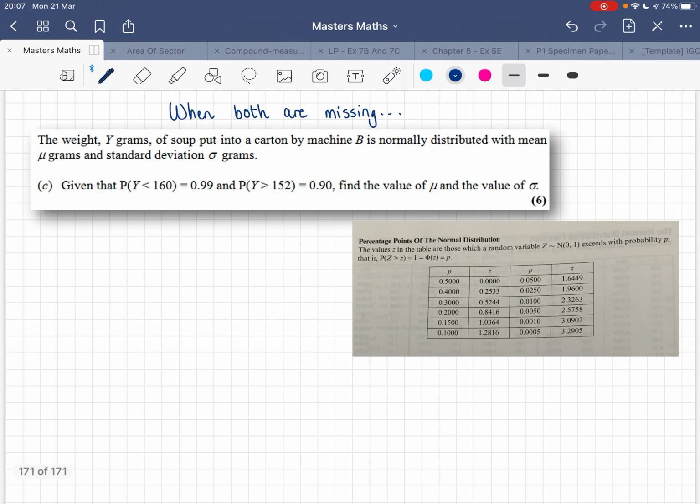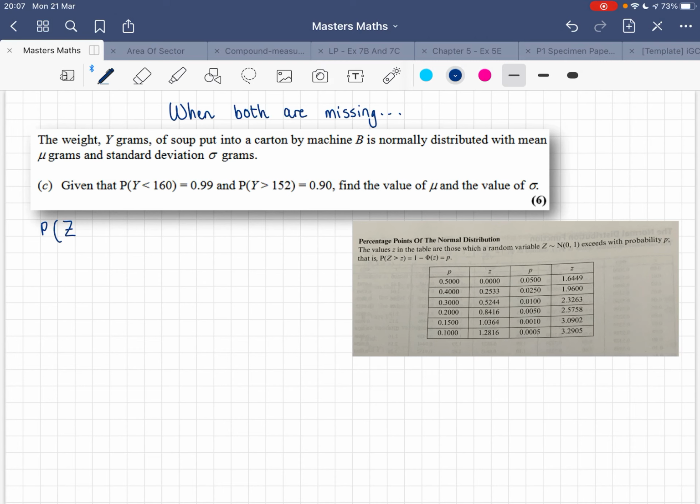Okay, last one is when both are missing, when you're missing both the mean and the standard deviation. We can use the percentage points table for this one. So we have the probability that y is less than 160 is equal to 0.99. Now remember we're looking for a value of z. What we want to find is a value of z that has the same probability, so that we can then use the code to get back to what the mean and standard deviation is.